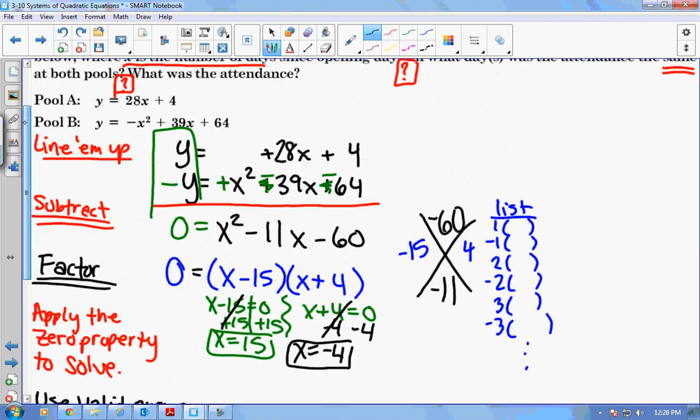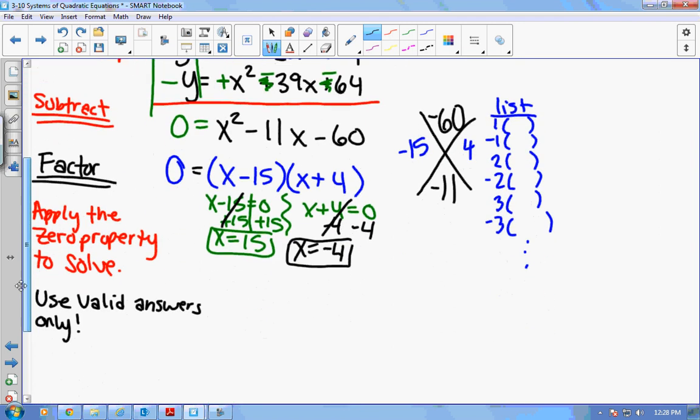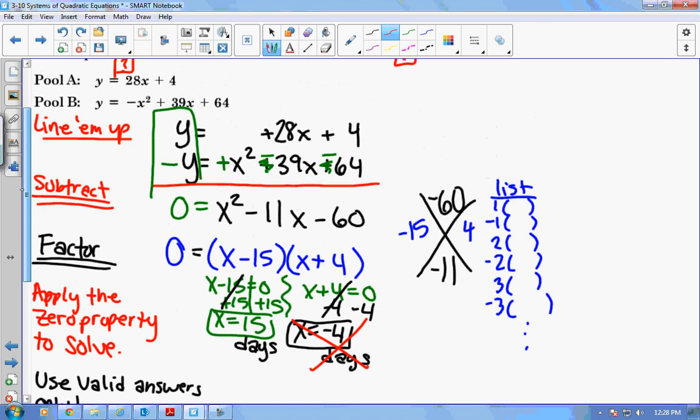Isaiah Cooper, look at the top. What does X represent? Number of days. Okay, Isaiah Cooper, is it possible to have 15 days? Is it possible to have negative 4 days that your swimming pool's been open? No. So we're going to cancel that one out. That one's not applicable to our problem because we don't have time machines. That answers the first question.